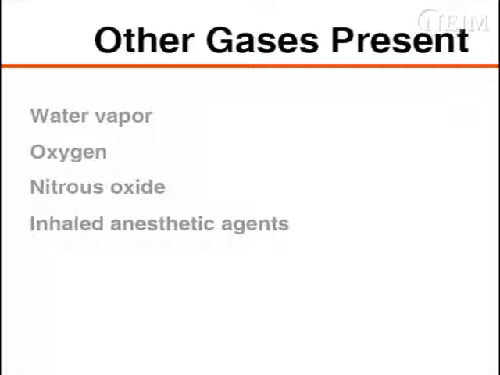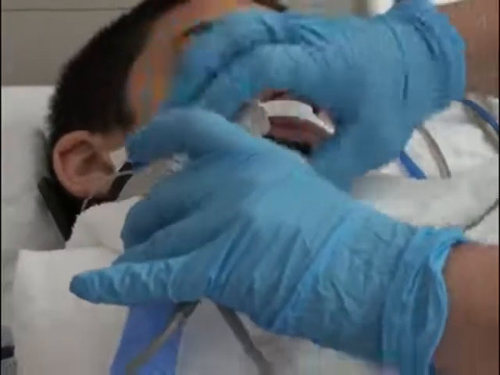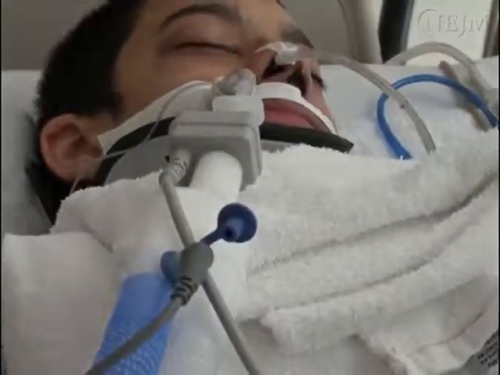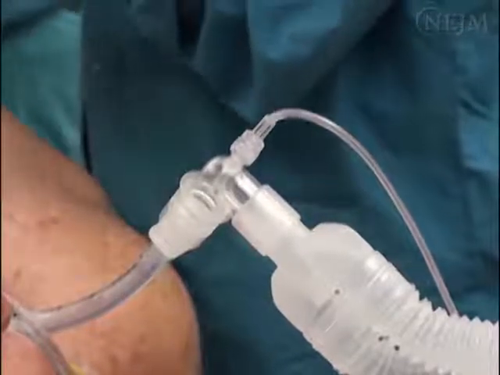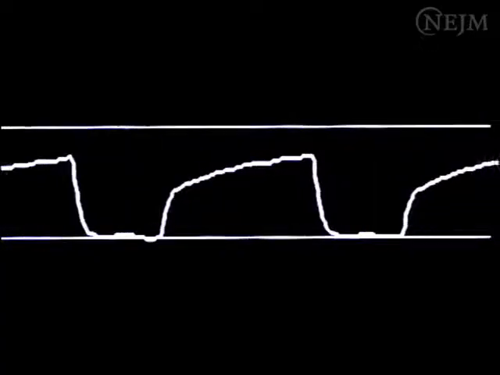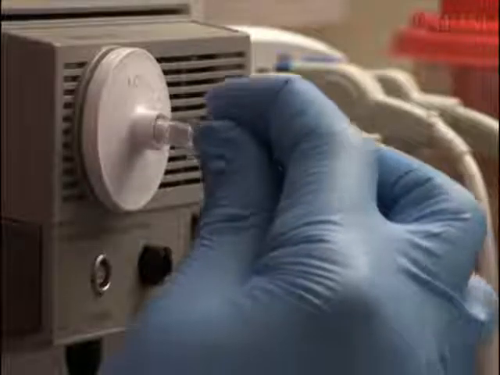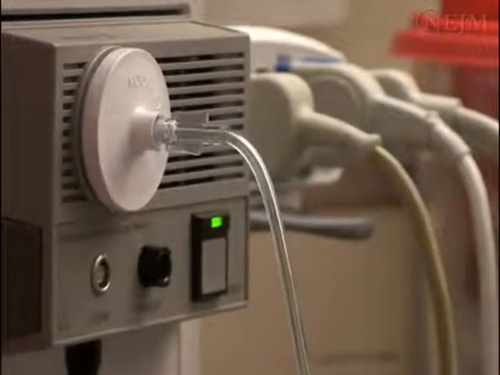At this wavelength, there is minimal interference from other gases that may also be present, such as water vapor, oxygen, nitrous oxide, and inhaled anesthetic agents. There are two types of capnograph devices. Mainstream capnographs use sensors that are placed directly into the breathing circuit of a ventilator. Side-stream capnographs draw a sample of gas away from the breathing circuit to a separate gas sensor. The response of a side-stream device to changes in carbon dioxide concentration is delayed by a few seconds, since the gas must travel through the sampling line before it can be analyzed.